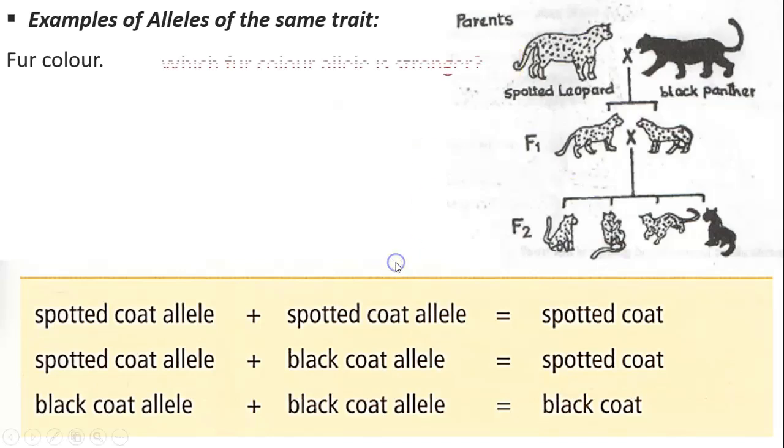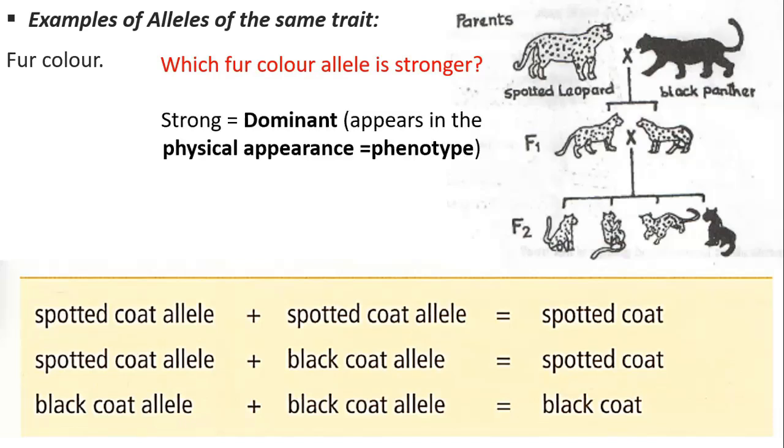So again, which fur allele is stronger? Actually, the spotted one. So we call the strong one the dominant allele. Dominant means that it can hide the other allele totally. Though all of the offspring inherited one copy from the father and one copy from the mother, so they must have in their genotype or in their copies of the gene the black fur, yet they only show in their physical appearance or in their observable features only the spotted fur.